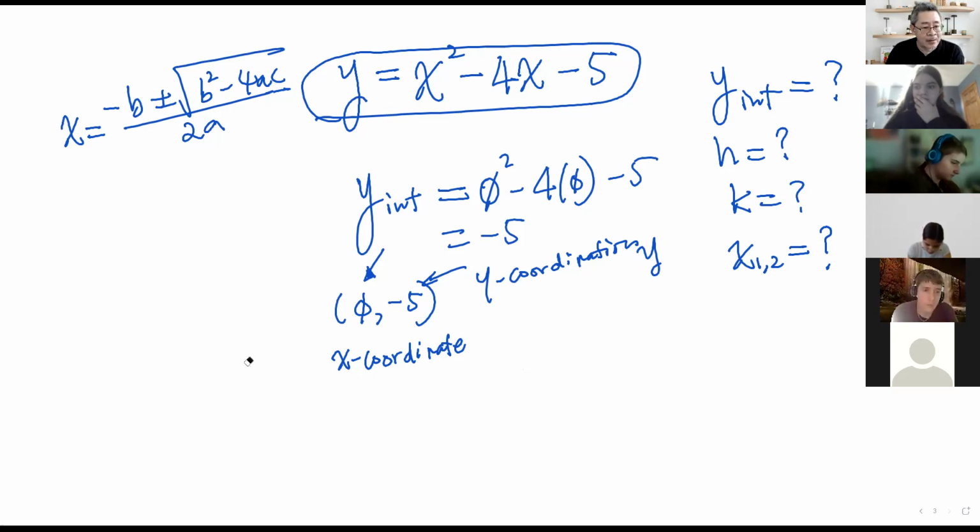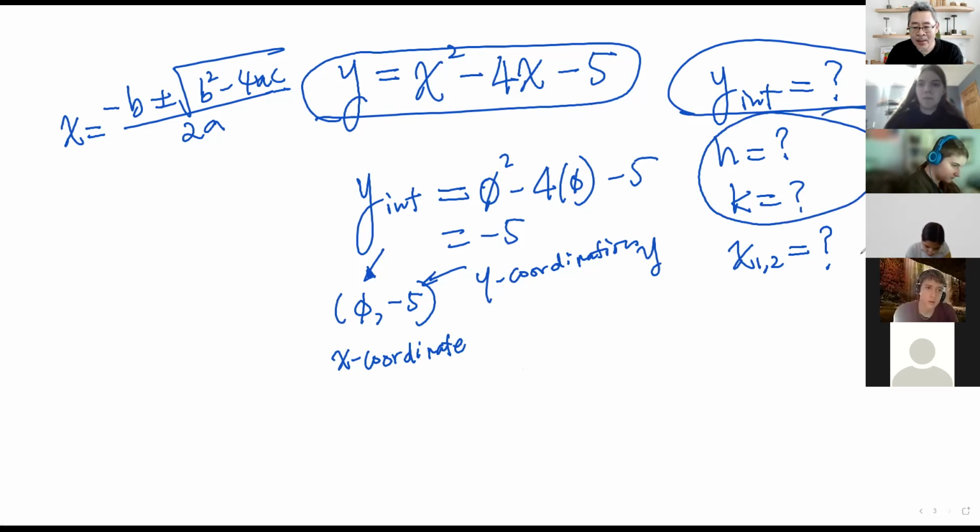What's going on? Well, we're trying to figure out what our y-intercept is, what our vertex point is, and what our x-intercept point is. Okay. So the y-intercept is the easiest. We just set x to 0 and we'll find the y coordinate.